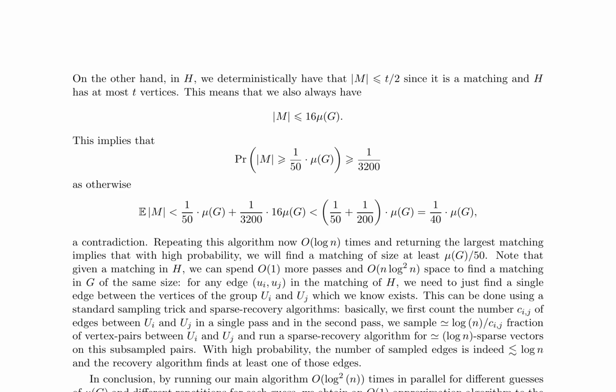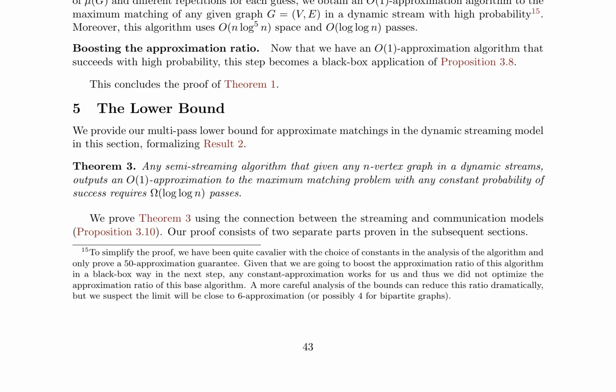The algorithm samples a subset of vertices, finds a matching within this subset, and repeats the process to approximate the maximum matching. With high probability, the algorithm achieves a matching at least half the size of the maximum matching. A lower bound on the number of passes required by any semi-streaming algorithm to approximate the maximum matching problem is established through a connection between the streaming and communication models, using the augmented hidden matrices (AHM) problem.